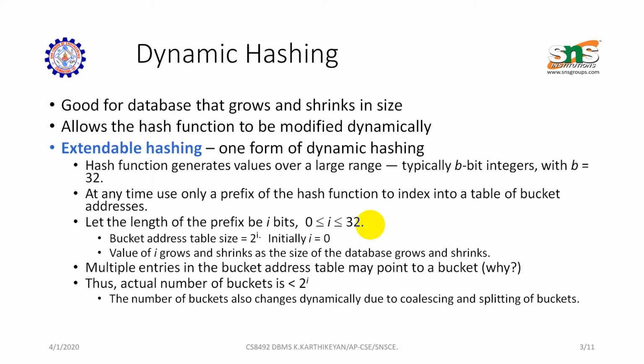Multiple entries in the bucket address table may point to the same bucket. The actual number of buckets is less than or equal to 2^i. The number of buckets also changes dynamically due to coalescing and splitting of buckets.